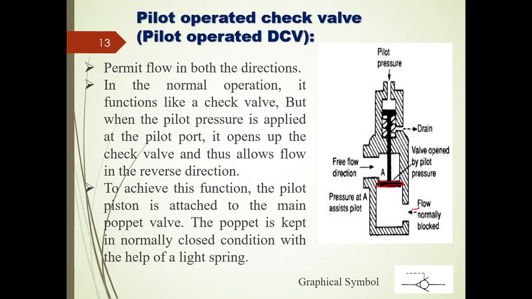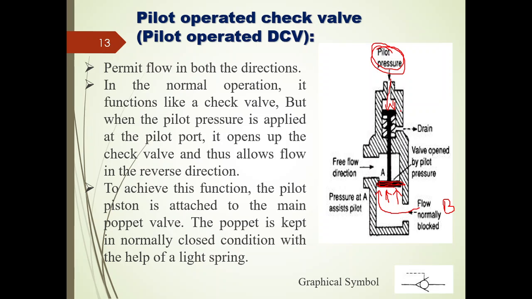Along with that one, if we are allowing more fluid to act from the bottom side, then again it is tightly held in the seater itself, right? So in order to get the flow from B to A, what do I need to do? I need to apply the pilot pressure here, right? So assume I will be applying the pilot signal here, the pilot pressure.